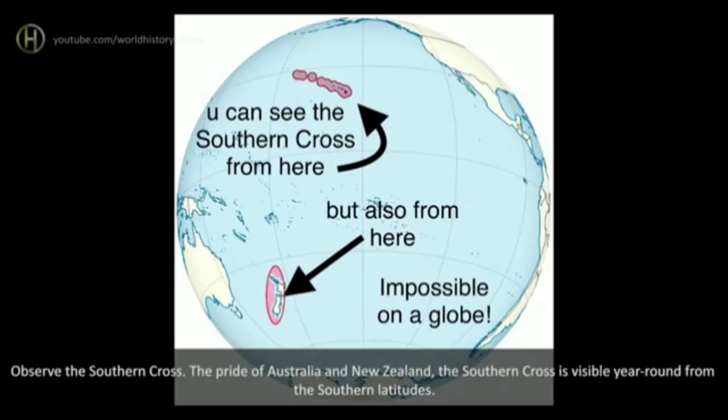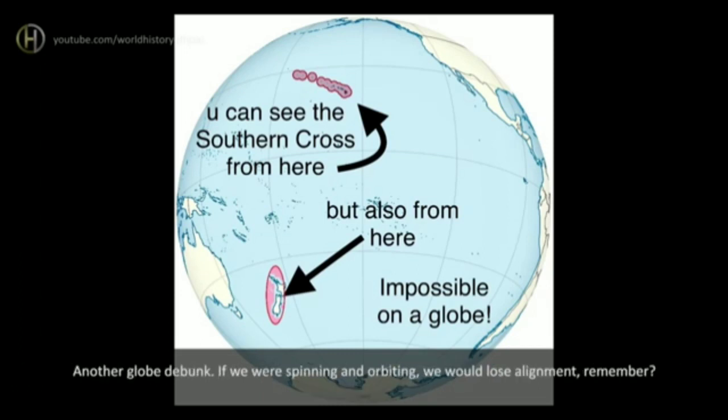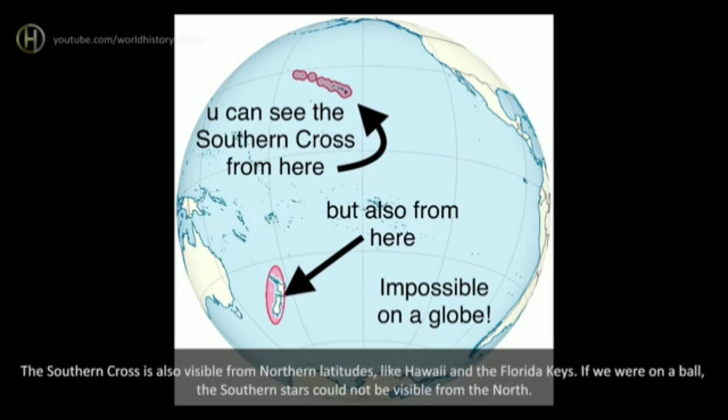Observe the Southern Cross. The pride of Australia and New Zealand, the Southern Cross is visible year-round from the southern latitudes. Another globe debunk. If we were spinning and orbiting, we would lose alignment, remember? The Southern Cross is also visible from northern latitudes, like Hawaii and the Florida Keys. If we were on a ball, the southern stars could not be visible from the north.